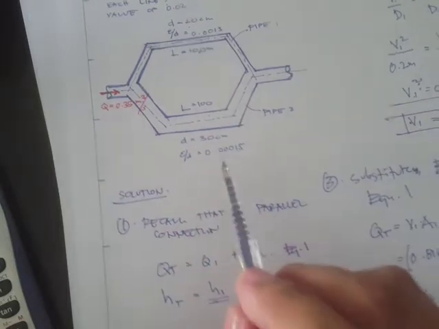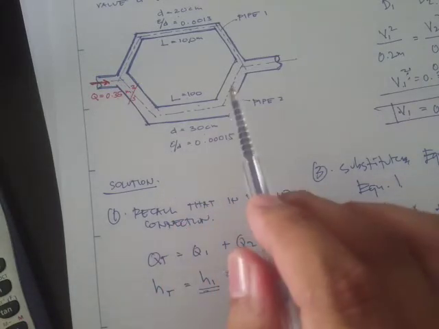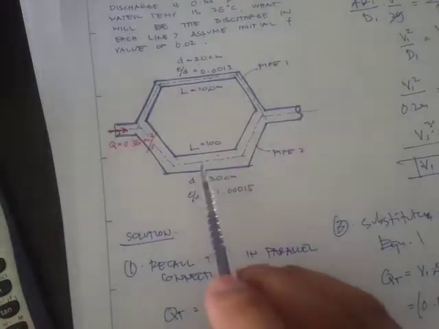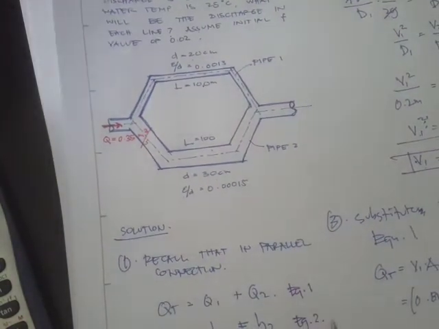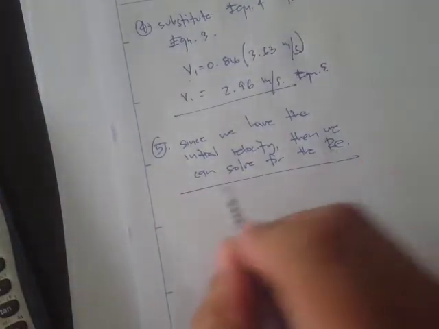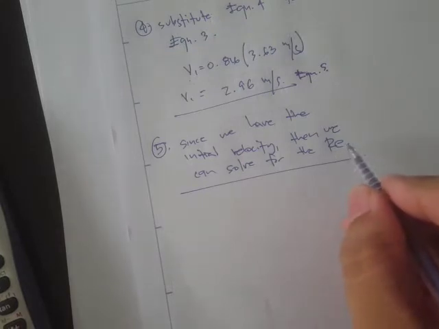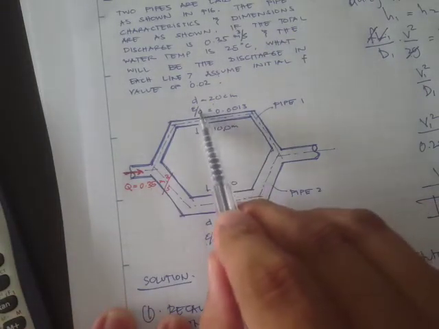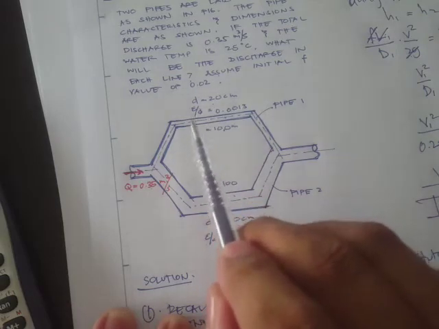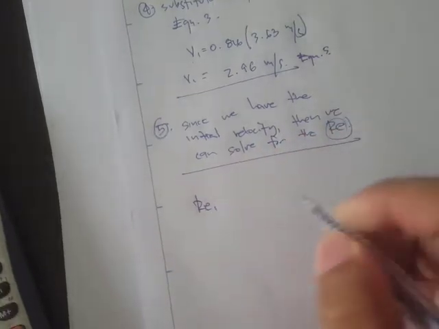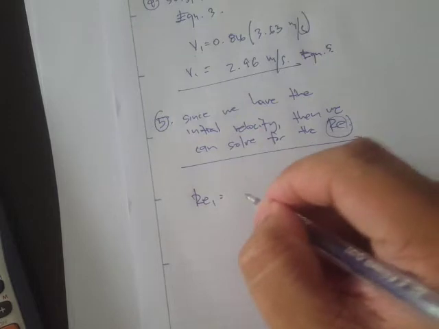This is 0.013. This one is 0.0015. Plus the velocity is different, and therefore the friction factor would actually be different. Okay, so let's solve for the Reynolds number. Once we obtain this, and since we have the relative roughness, then we can find the friction factor from the Moody diagram.